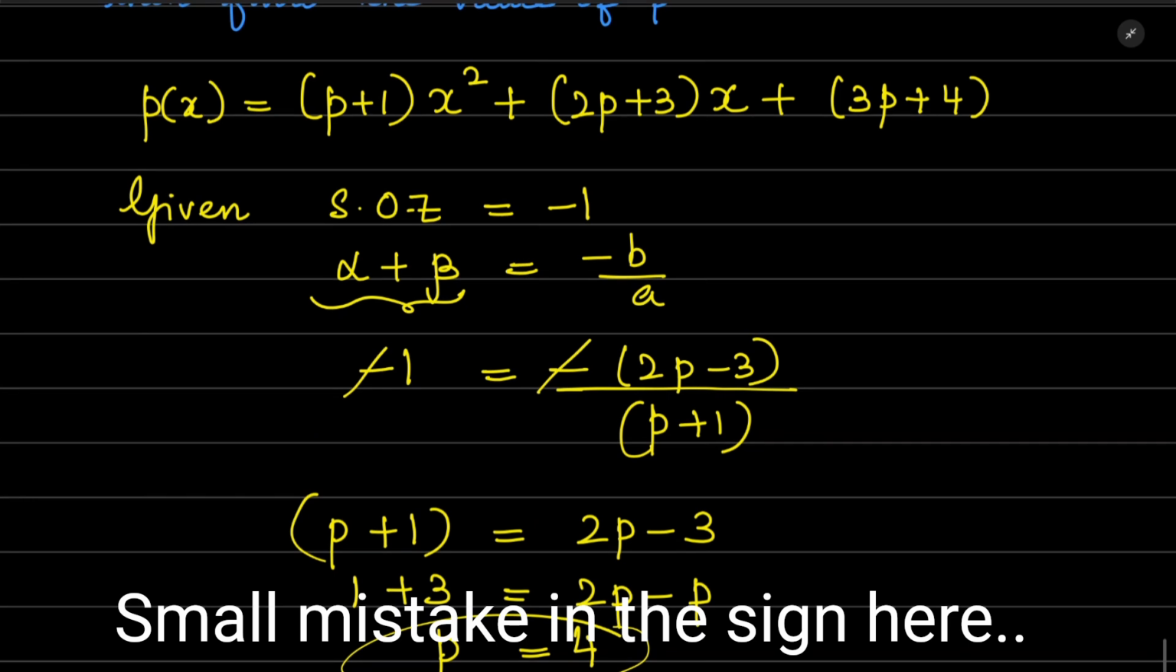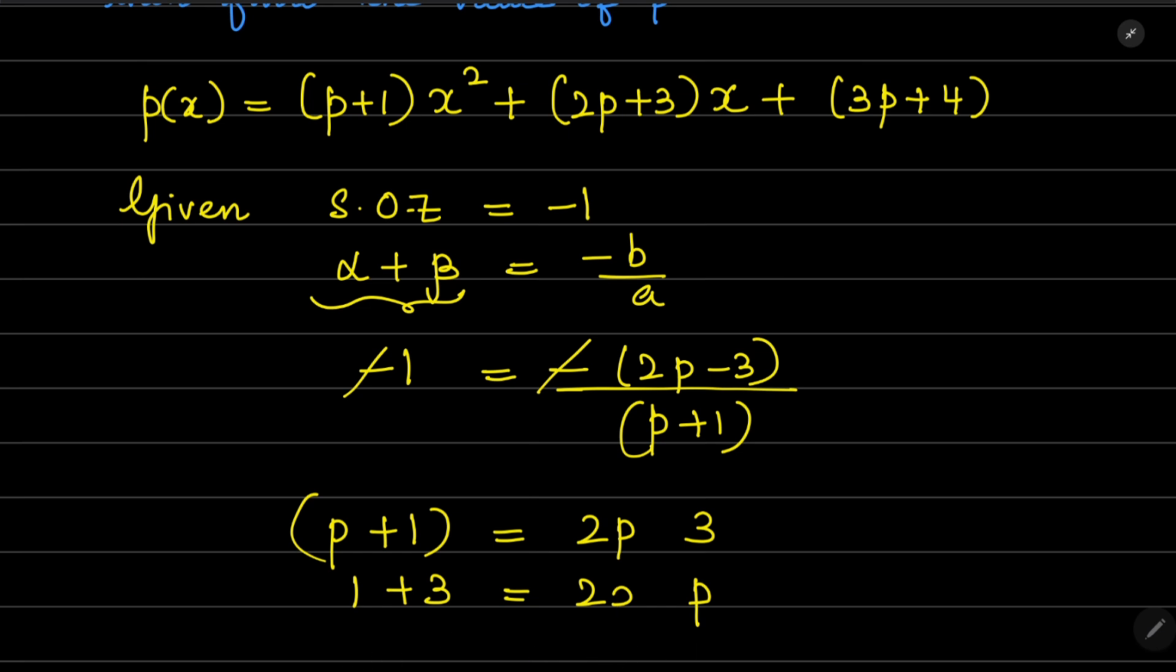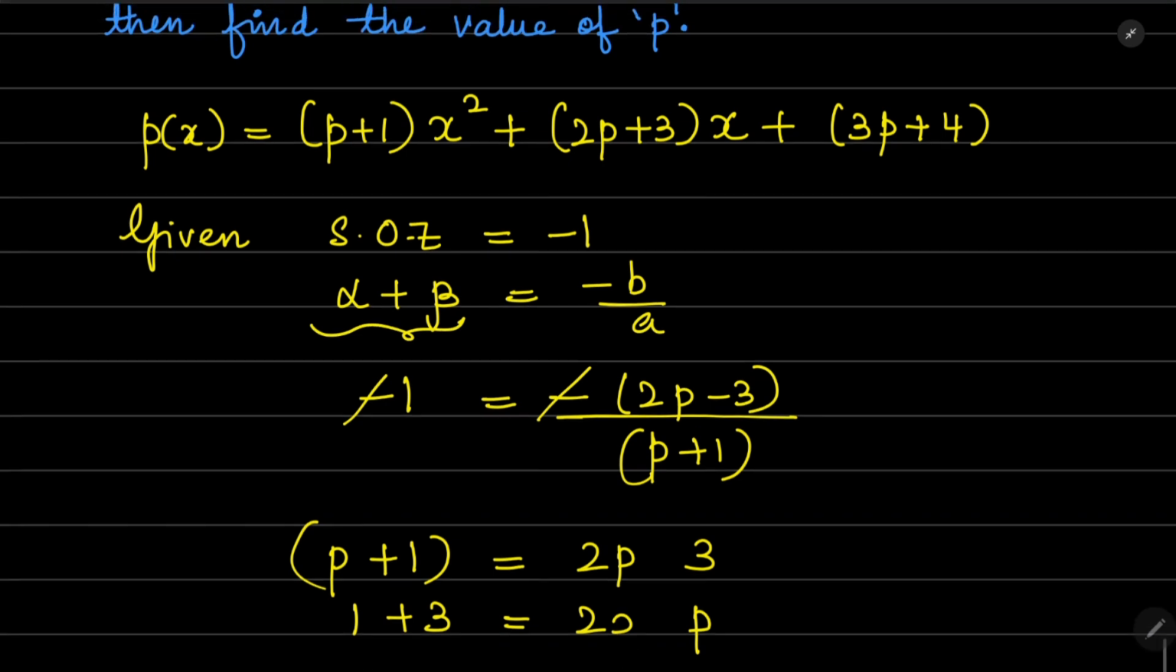Did I make a mistake here? Yes, I made a small mistake. Let me just correct it here. So what is your a? This is your a. What is your b? b is 2p plus 3, right? By mistake I wrote a negative. So it's 2p plus 3, and I'm going to write 2p plus 3 everywhere. Negative negative gets cancelled. So when you cross multiply, p plus 1 equals 2p plus 3.